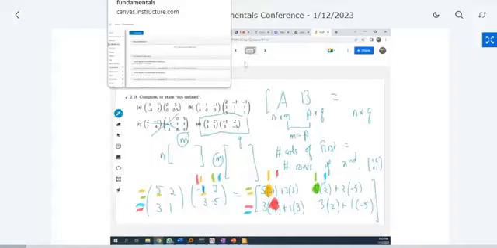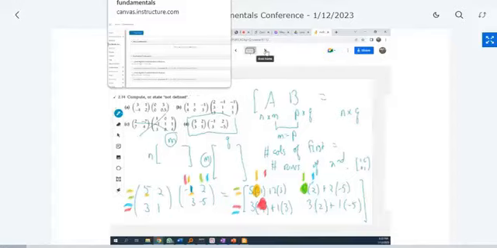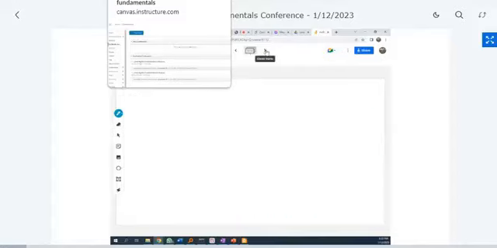All right, I think I've got one more page here. Oh, well, I don't have one more page. That's it.